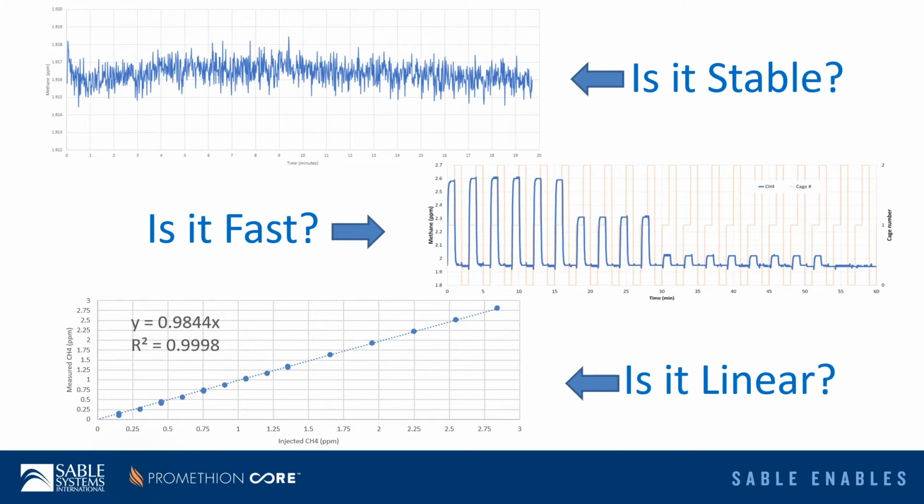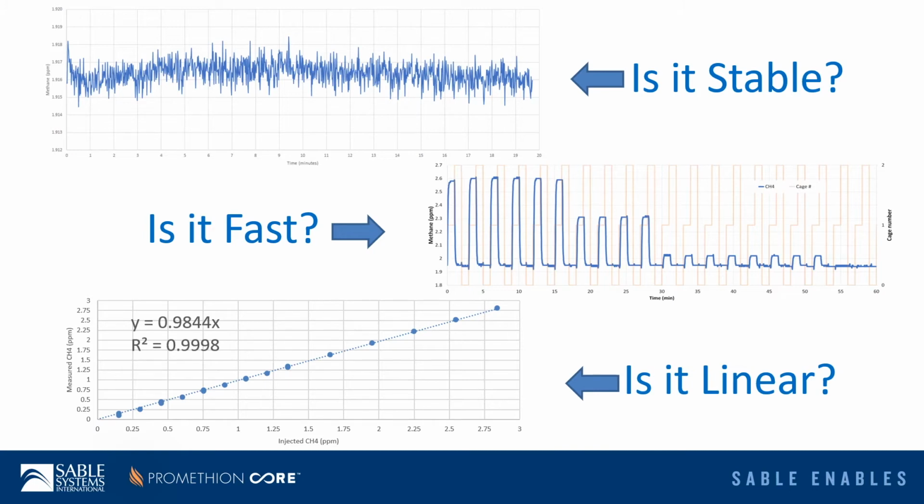Second, you might be wondering, is the analyzer fast? In the middle graph here, I'm switching among 3 animal cages sampled every 60 seconds. In only one of these cages, I'm injecting variable amounts of methane. The steady state readings are clearly visible within the cage, and reducing the dwell time from 60 seconds, even as low as 20 seconds, is acceptable.